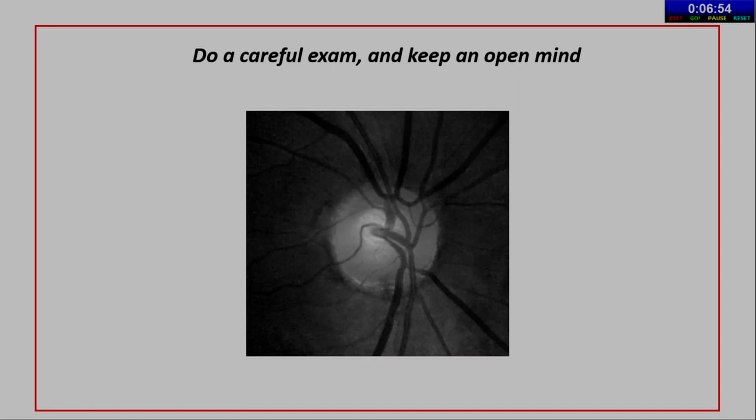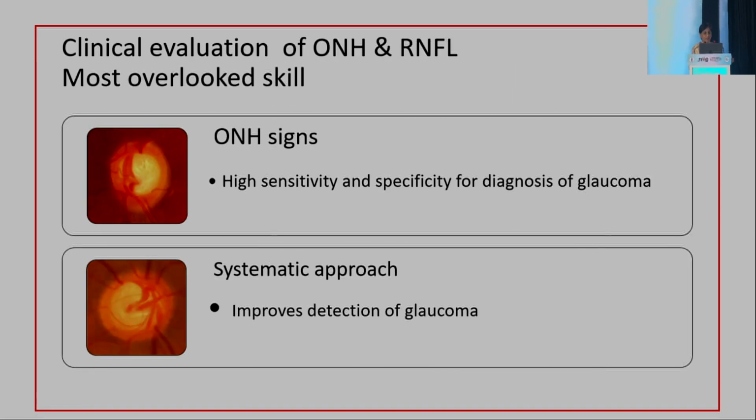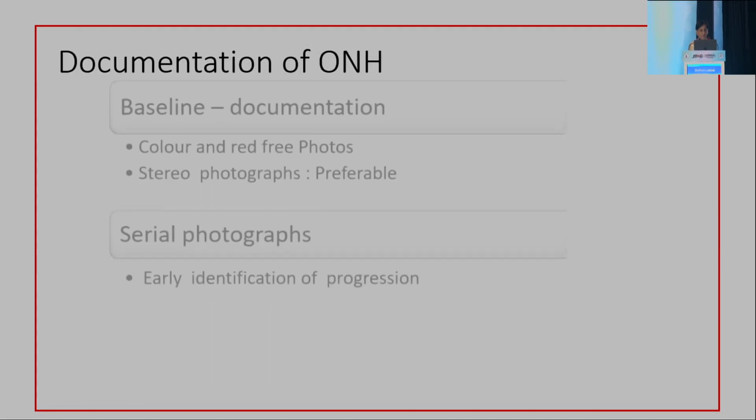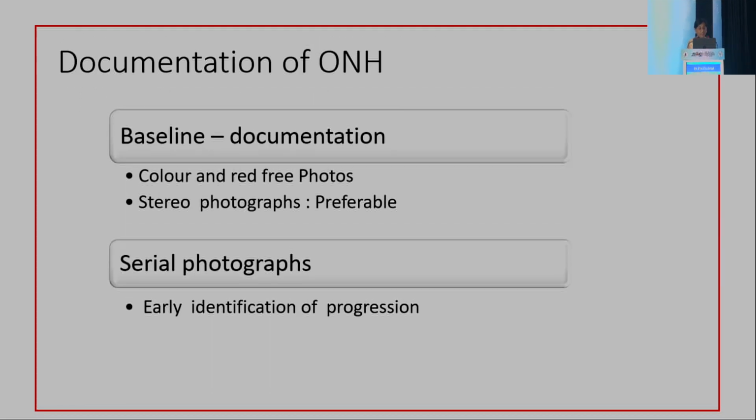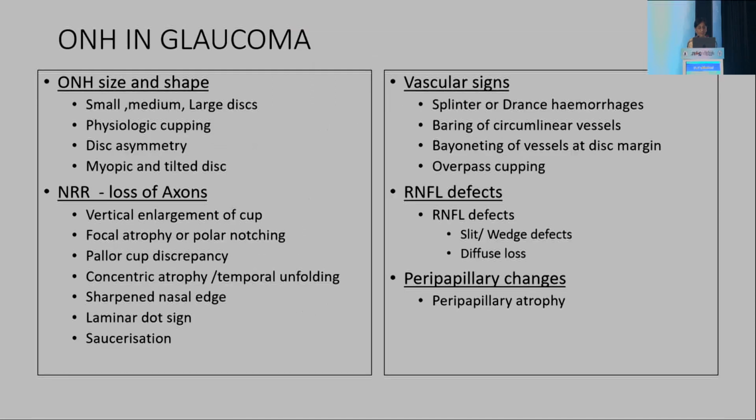You have to do a careful exam and keep an open mind while evaluating the optic nerve head. Clinical evaluation is the most overlooked skill because ONH signs have high sensitivity and specificity for diagnosis of glaucoma. We need a systematic approach which improves detection of glaucoma. Documentation can be done at baseline with color and red-free photographs, and stereo photographs are preferable. Serial photographs are important because we can identify the progression at an early stage.